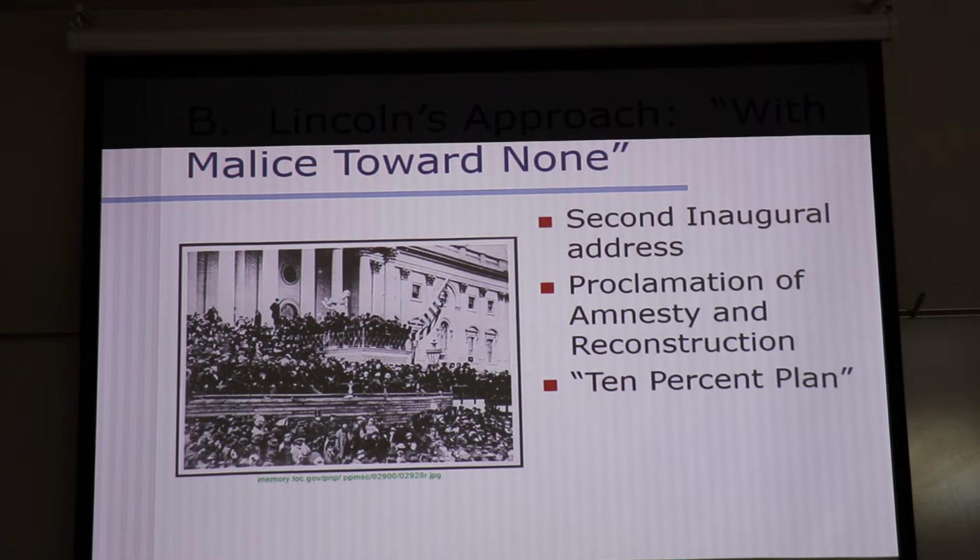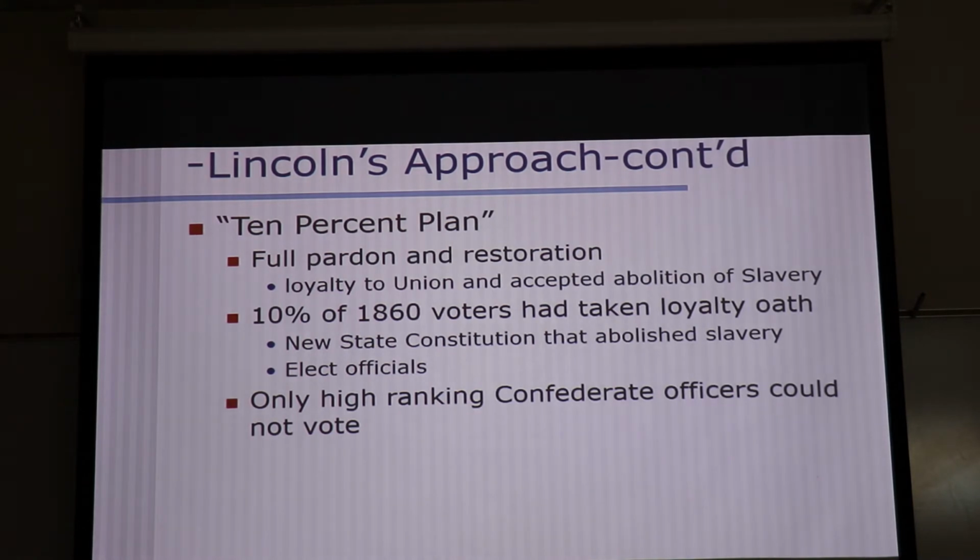And in the next slide, we kind of discuss it a little bit more. Basically, it gave full pardon and restoration, but like I told you, that 10% had to take loyalty to the Union and had to accept the abolition of slavery. After the 10% of the 1860 voters had taken the loyalty oath, they had to write new state constitutions that abolished slavery and elect officials. The only people who weren't allowed to participate in this were high-ranking Confederate officers.